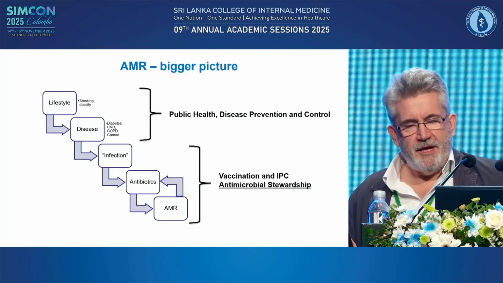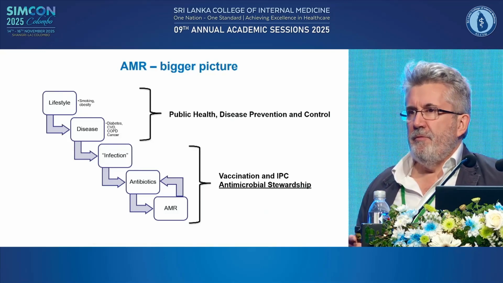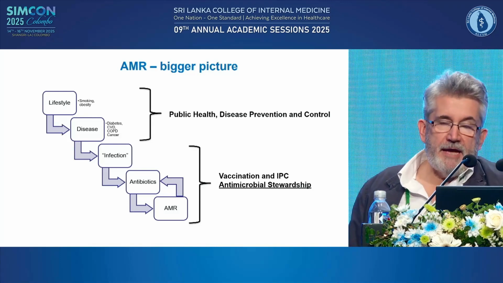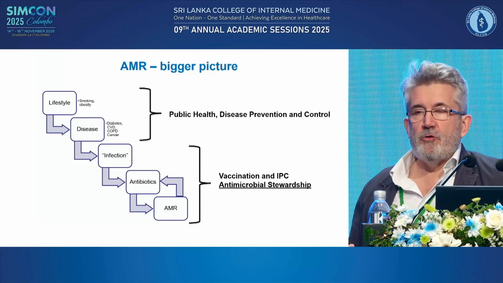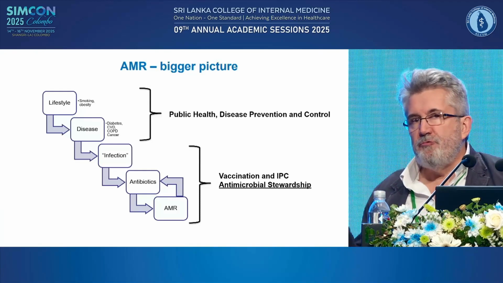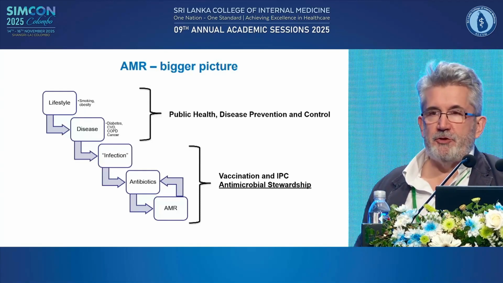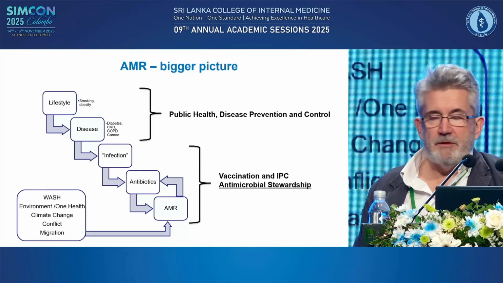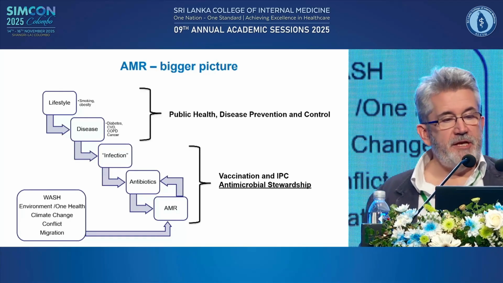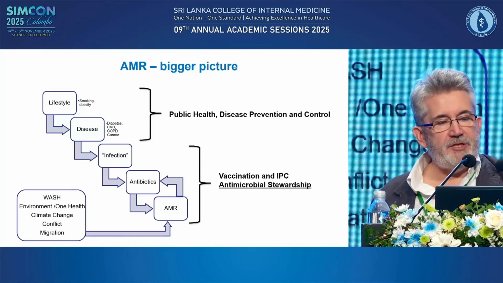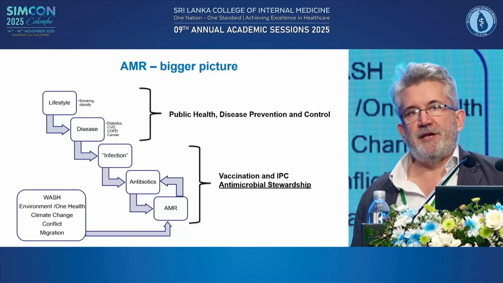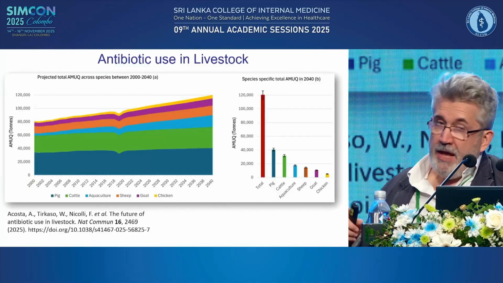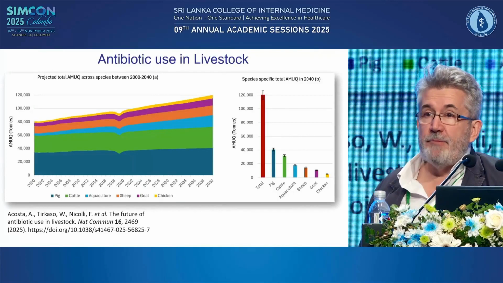I'm not sure if that's 100% true, but meningococcal disease is obviously entirely preventable, as is invasive pneumococcal disease, with vaccination programs. So these are really key things, along with infection control and stewardship, to curb antimicrobial use and resistance. And water, sanitation, and hygiene, climate change, conflict, and migration all compound the problem of antimicrobial resistance. And that's without thinking about what goes on in animal husbandry.